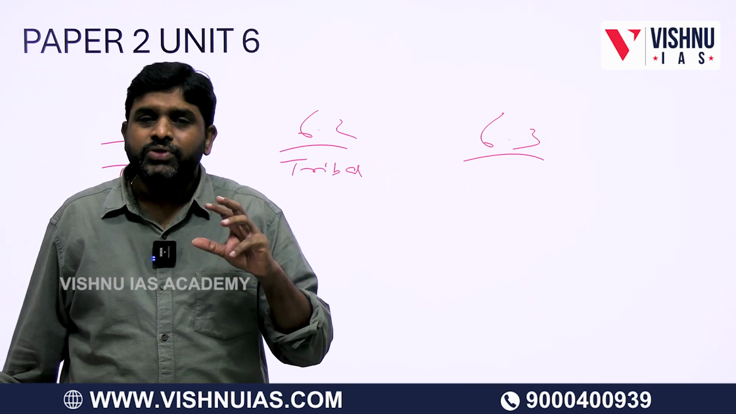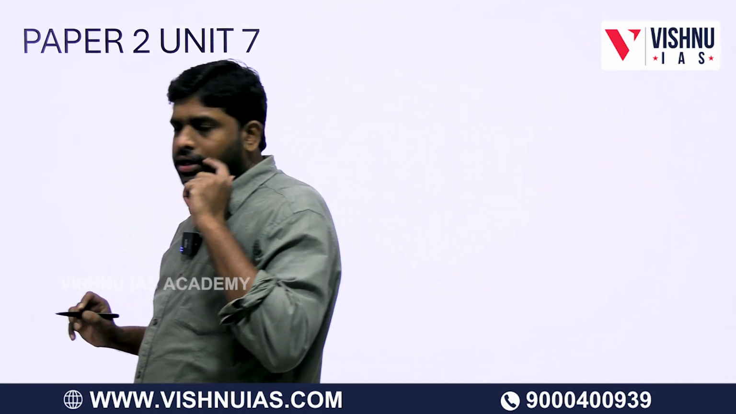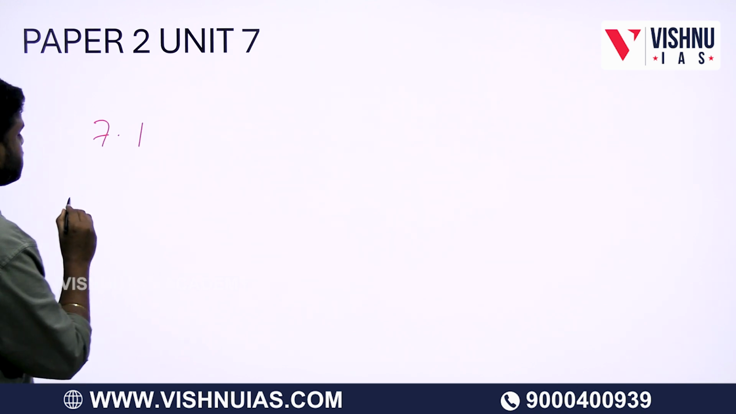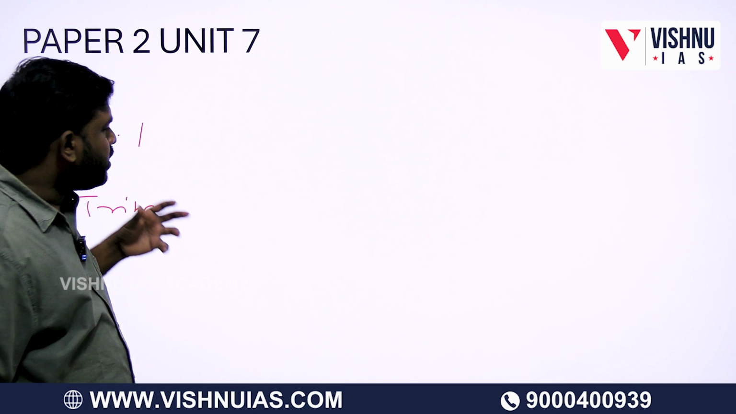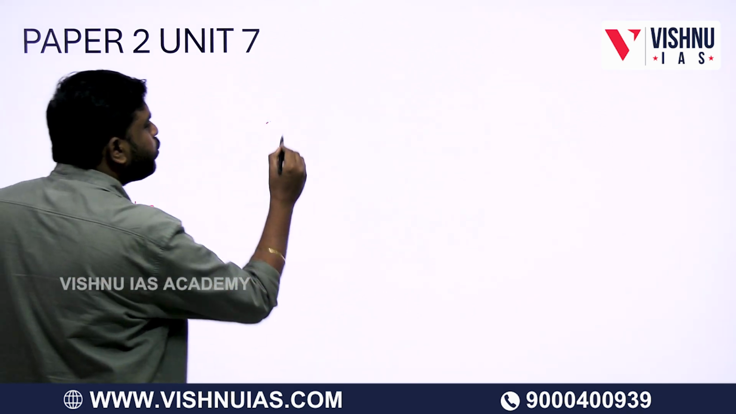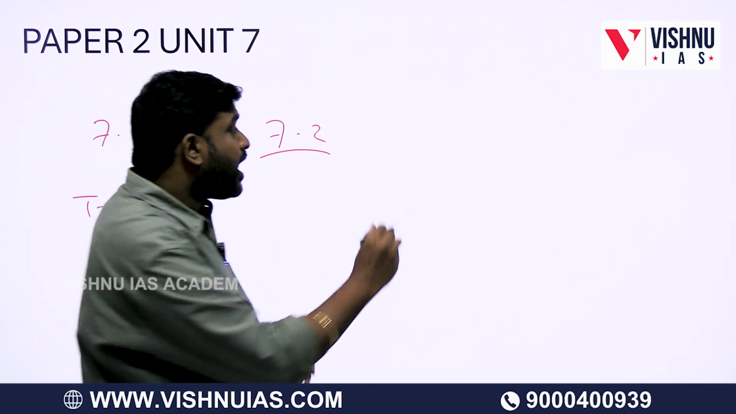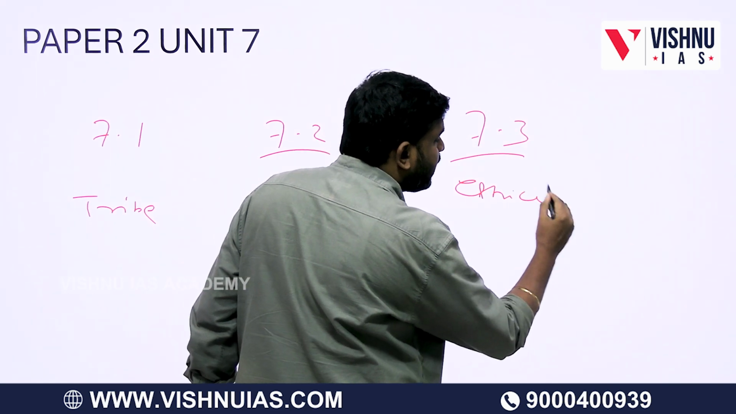Tribal classification, tribal problems. And then 7.1. In 7.1 we have tribes, like PVTGs, various varieties of tribes that are present, and in 7.2 we have the impact of modern democratic institutions on tribal communities, and 7.3 is mainly about ethnicity.